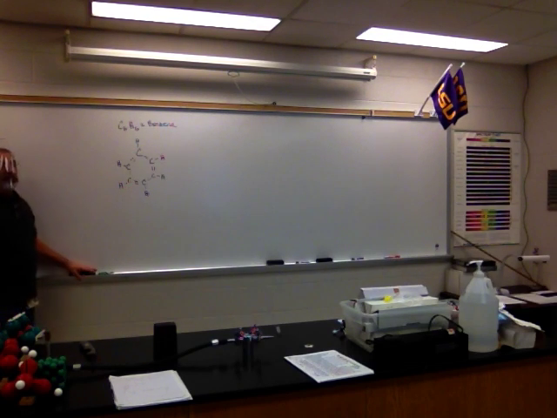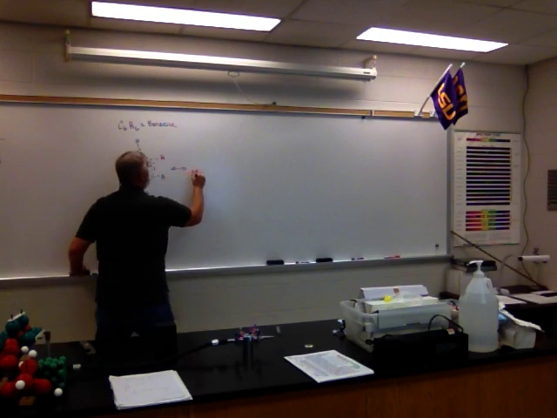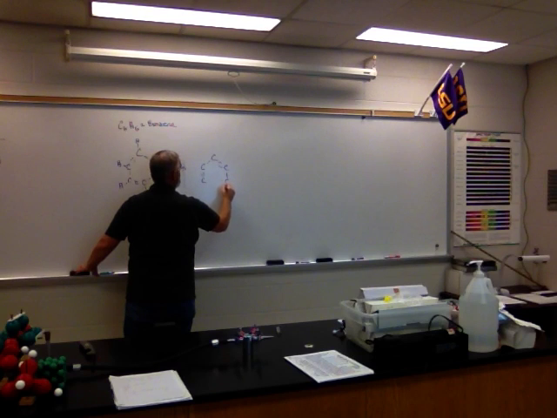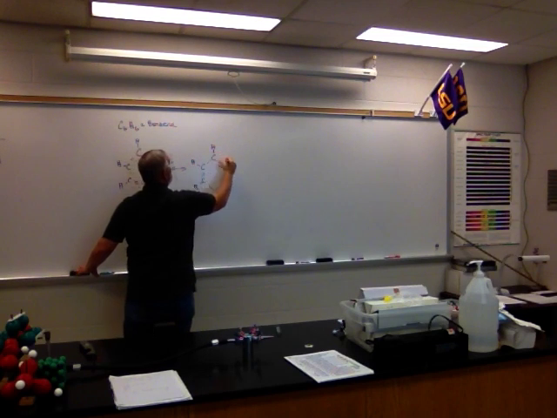So that's what it looks like. Alternating double bonds between the carbons, and it's in a ring, a benzene ring. But we just as easily could have put it like this, where the double bonds were on the other spots.